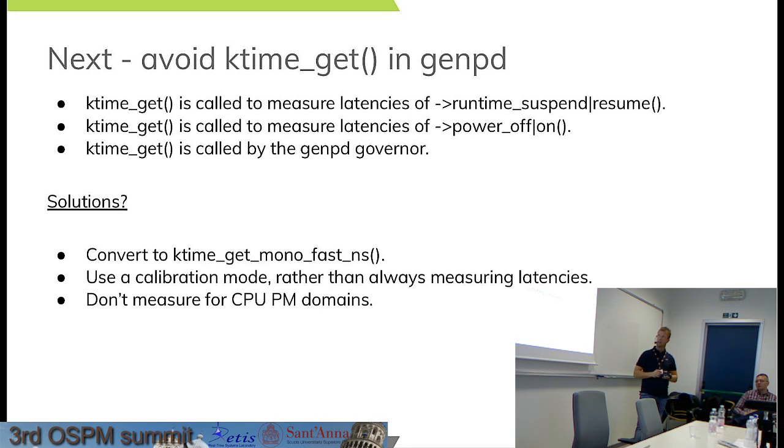So I'm thinking that it's a bit silly to do it for CPUs, and it's a bit silly to do it always, because more or less it's like a tuning phase that you need to do to find out these things. So I'm looking into how we can decrease the impact of using k-time get in the NPD. And one thing that we did recently for the runtime PM framework was to convert to k-time get monofast. And maybe we can do that for MPD as well. That should improve it a bit at least. And maybe we should convert these measurements into a, like a tuning mode or something in the MPD instead.